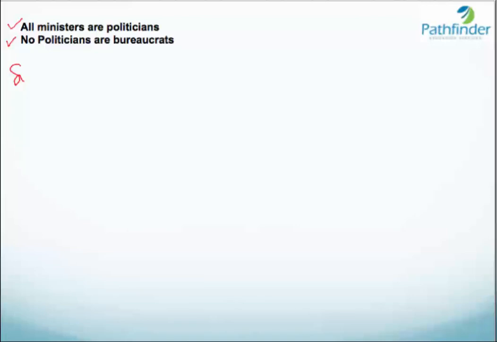So let us go to another question. We have all ministers are politicians and no politicians are bureaucrats. And let us try to solve this question. So what is our first rule? Our first rule is look for the common term and check whether the common term is distributed in one of the two statements. So common term in our case is politicians because it is repeated in both the statements.